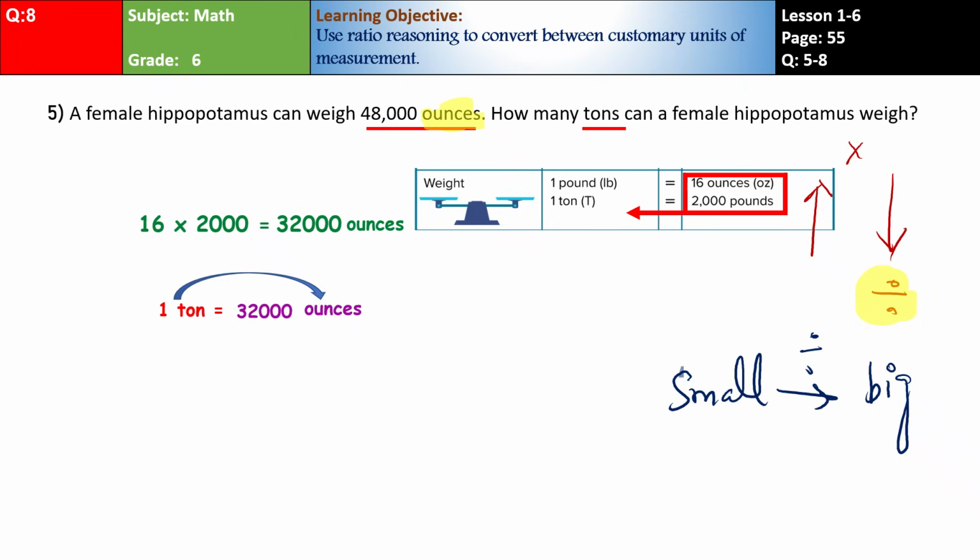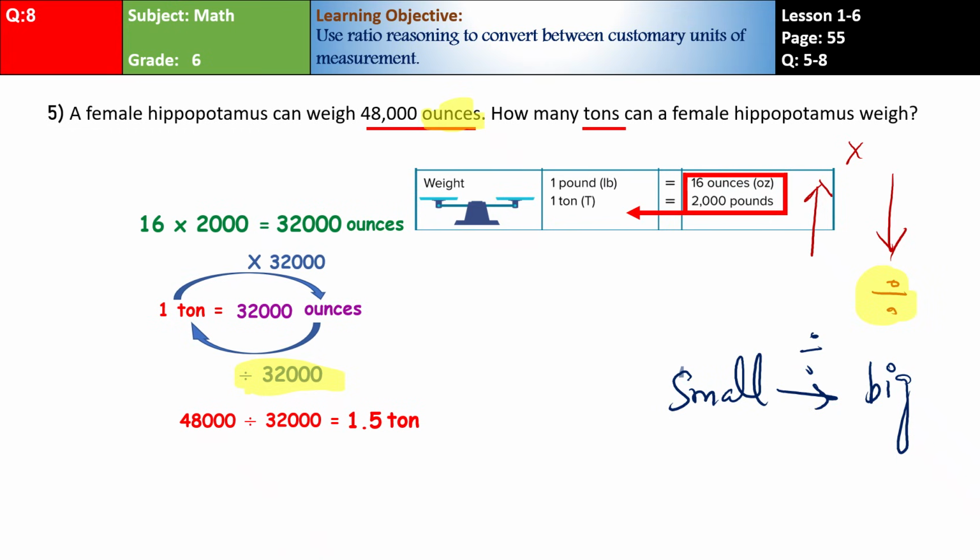Now again, I will tell you, if we are going to convert tons to ounces, we will multiply with 32,000. But if you are going to convert ounces to tons, what will you do? The opposite thing, that is divide with 32,000. So in this case, we are going to divide. So 48,000 divided by 32,000 gives us 1.5 tons.